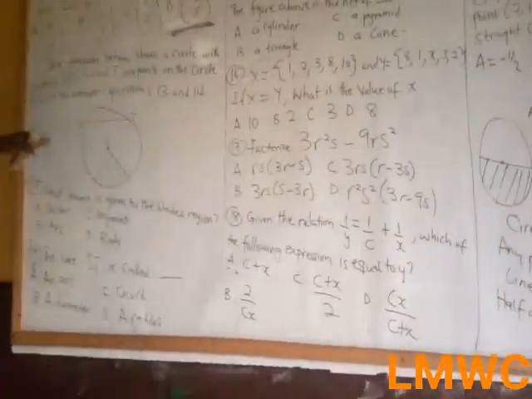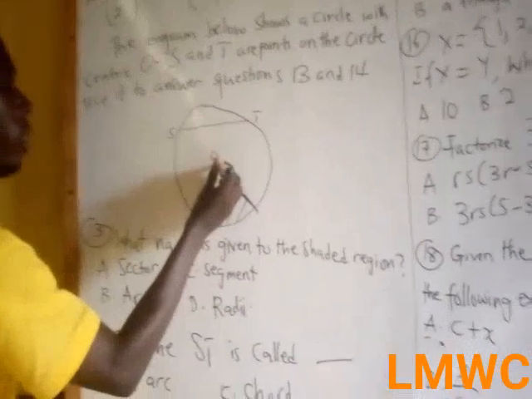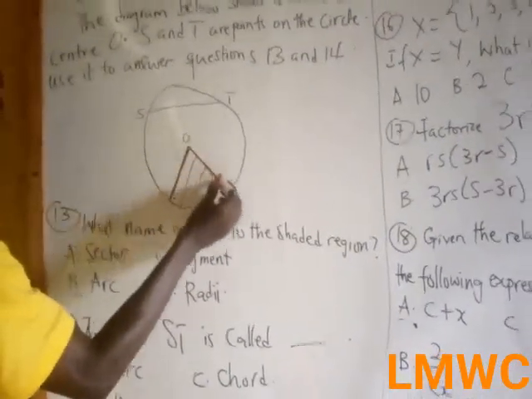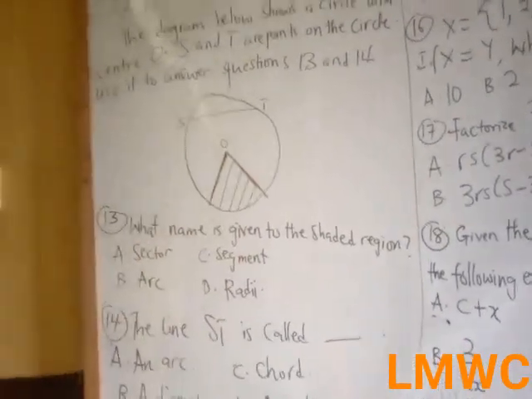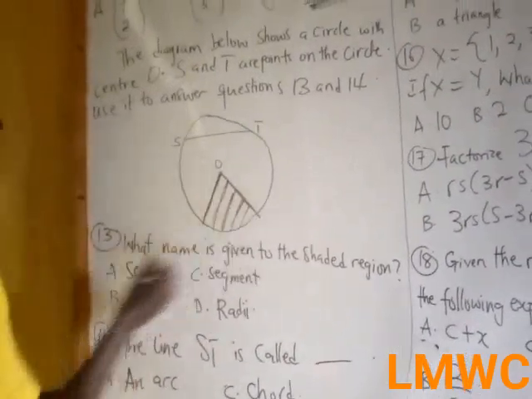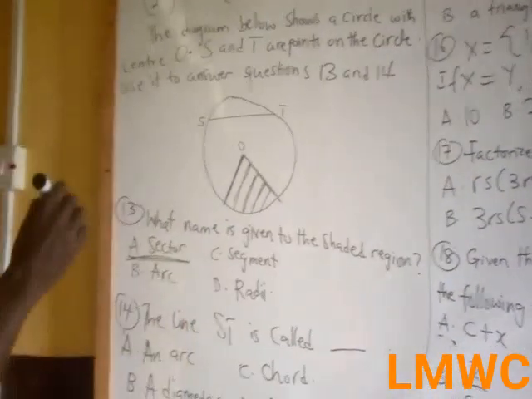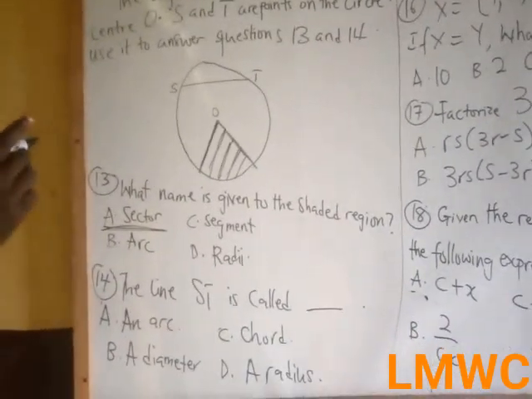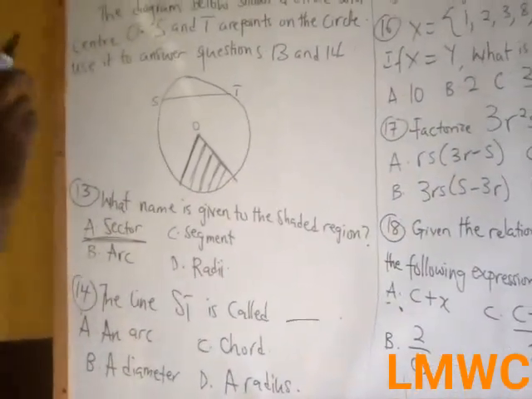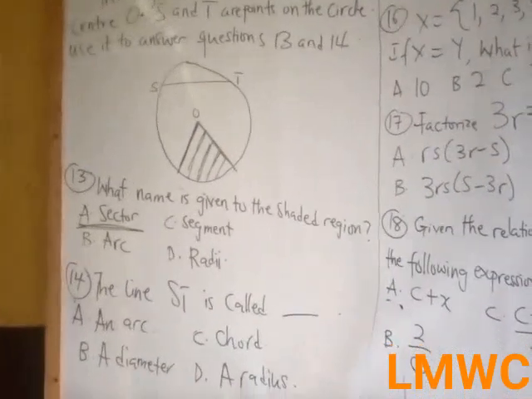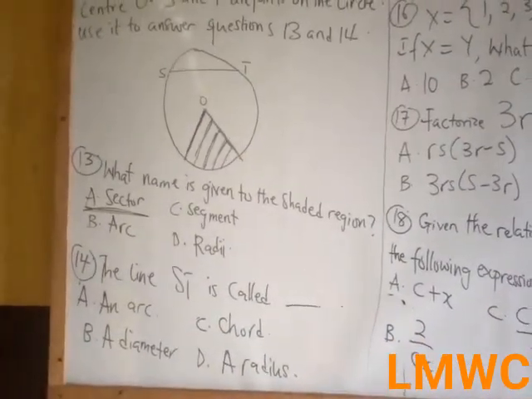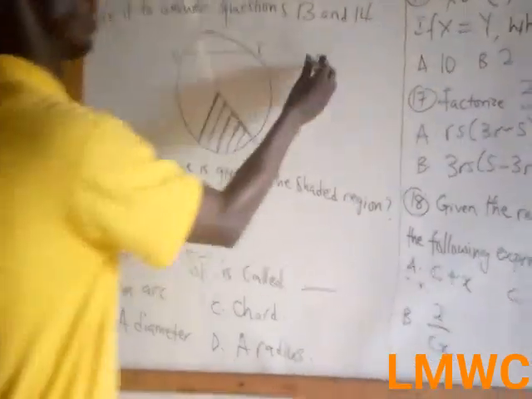So let's come back to our question. We now have two radii touching two parts of the circle, and the shaded part is the sector. Always take note that a chord divides the circle into two equal parts called segments. I repeat again, a chord divides a circle into two equal parts called segments.